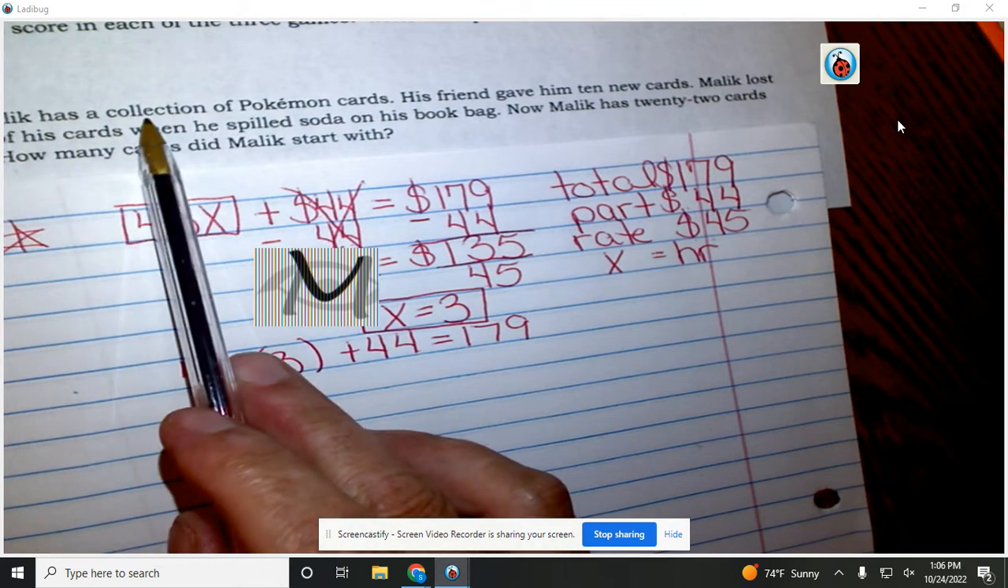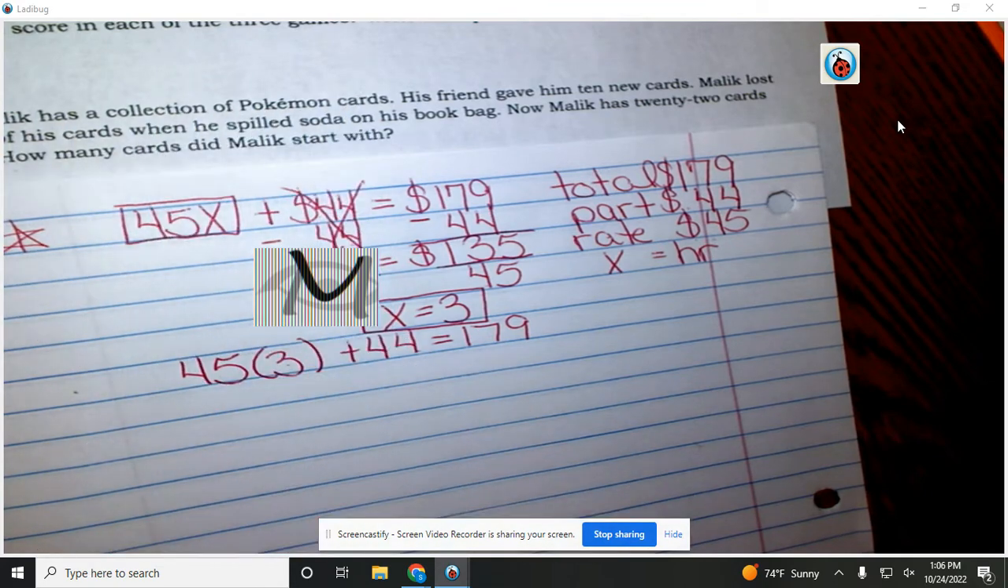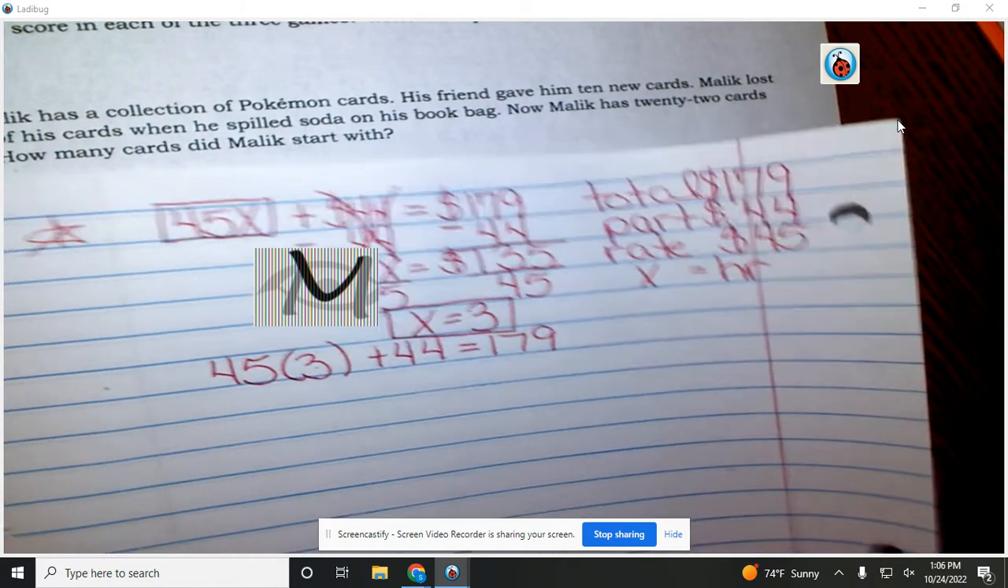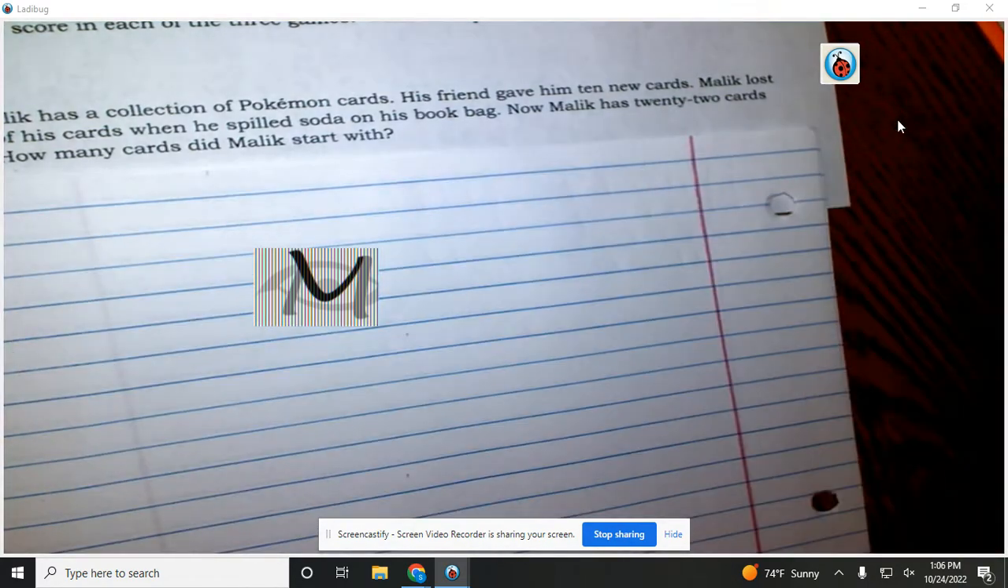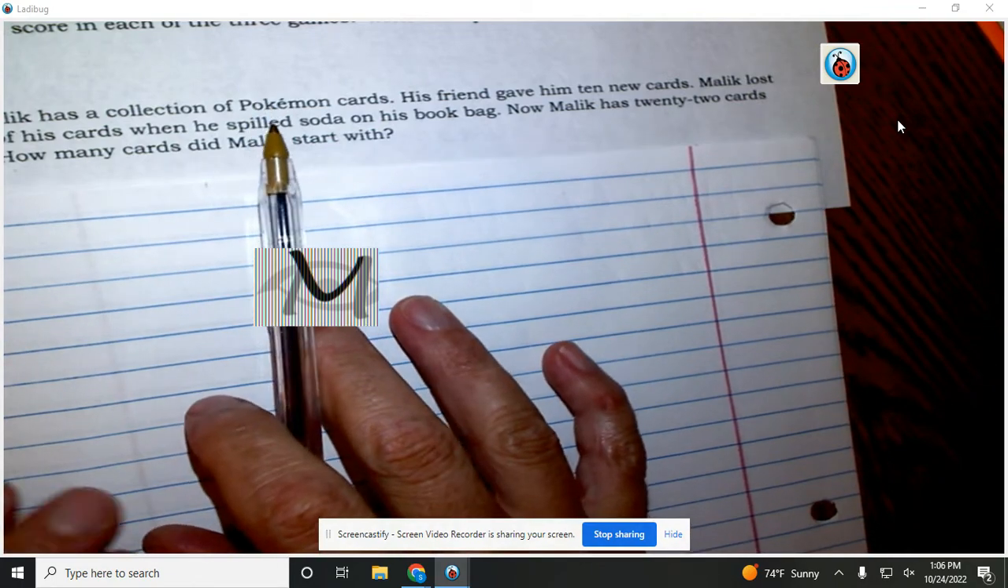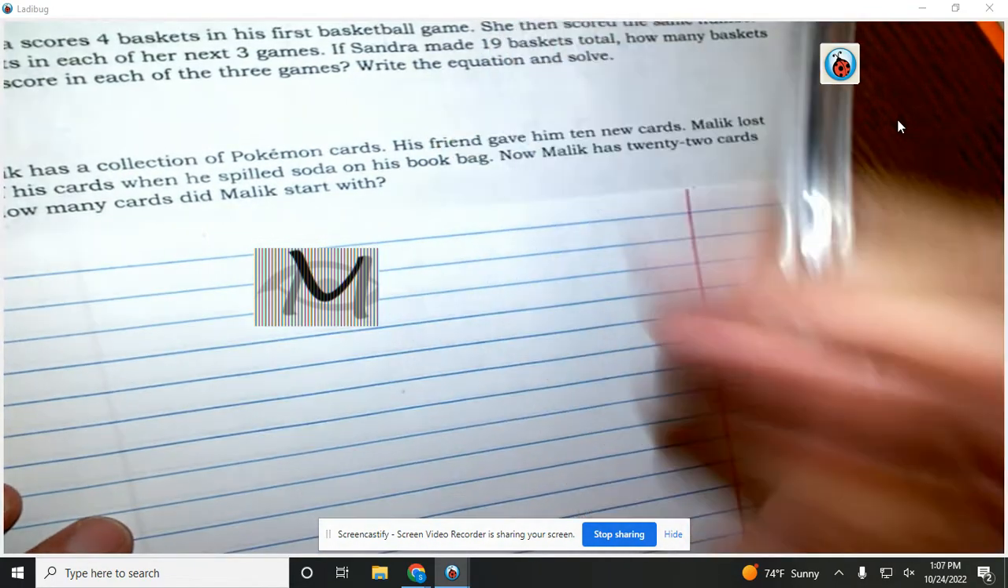Malik has a collection of Pokemon cards. His friends gave him 10 new cards. Malik lost half of his cards when he spilled soda on his book bag. Now Malik has 22 cards left. How many cards did Malik start with? So once again, let's go ahead and circle some key things, write it down, and then set up our equation.